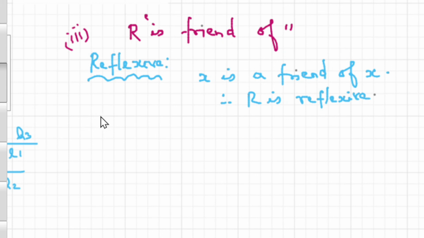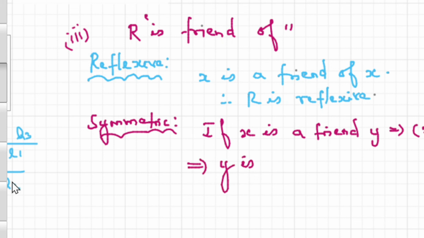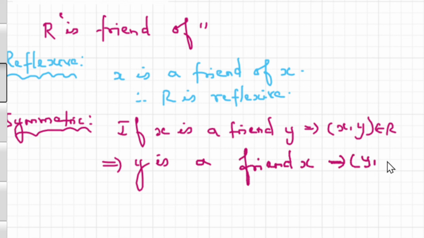And then we had to take symmetric. If X is a friend of Y, then X comma Y belongs to R, and that implies Y is a friend of X. So automatically Y comma X belongs to R. Therefore R is symmetric.